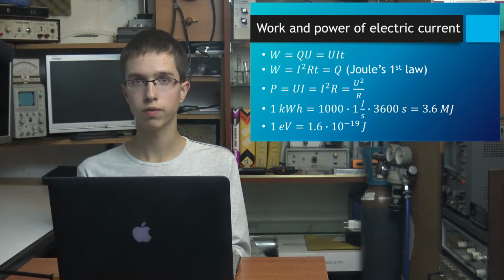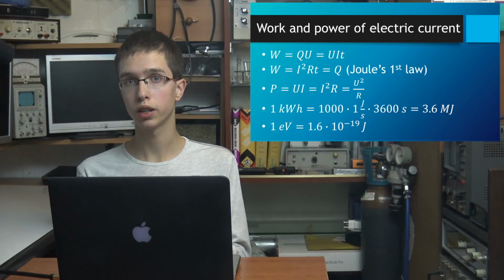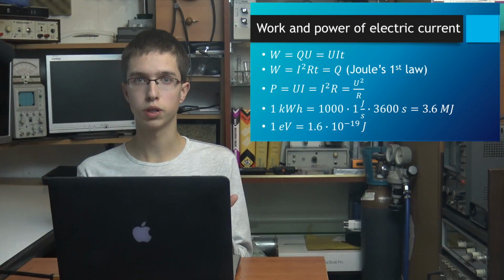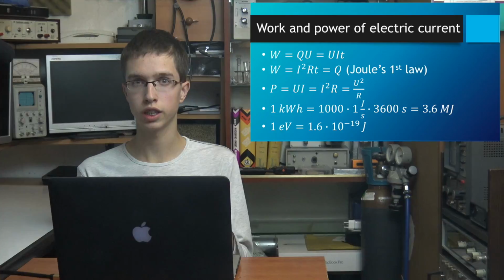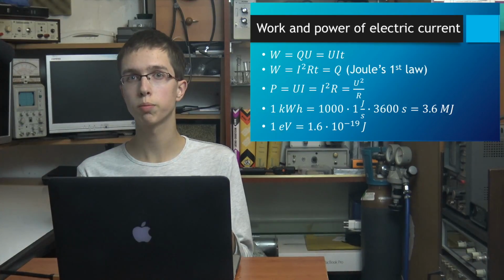So 1 watt is 1 joule per second, and therefore 1 kilowatt hour is 1000, meaning kilo, times 1 joule per second, times 3600 seconds, which is the number of seconds in 1 hour, which is 3.6 megajoules. This unit is used to express use of energy at constant power over time. It's used, for example, in expressing monthly consumption of electric energy in a household.